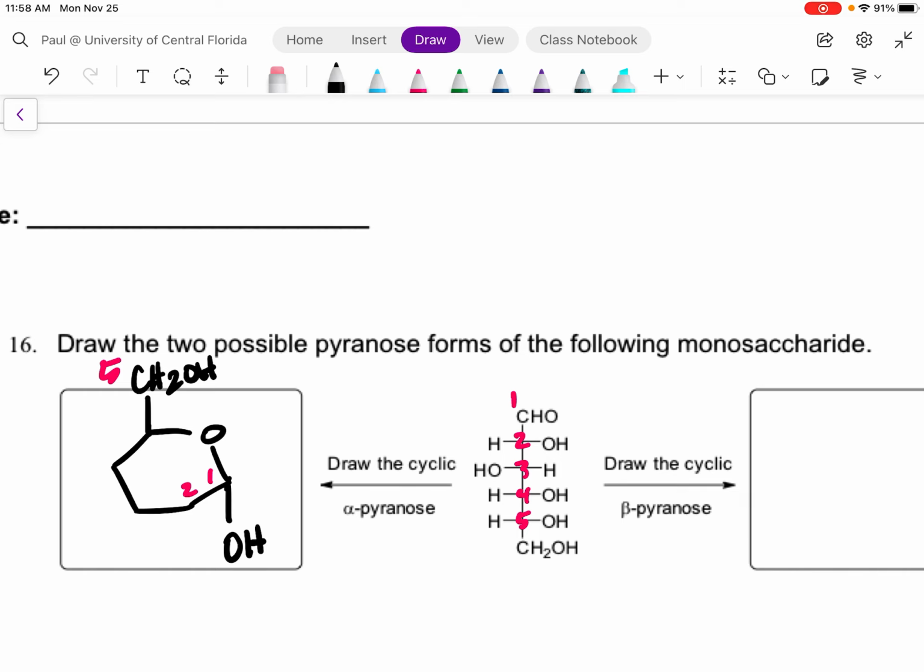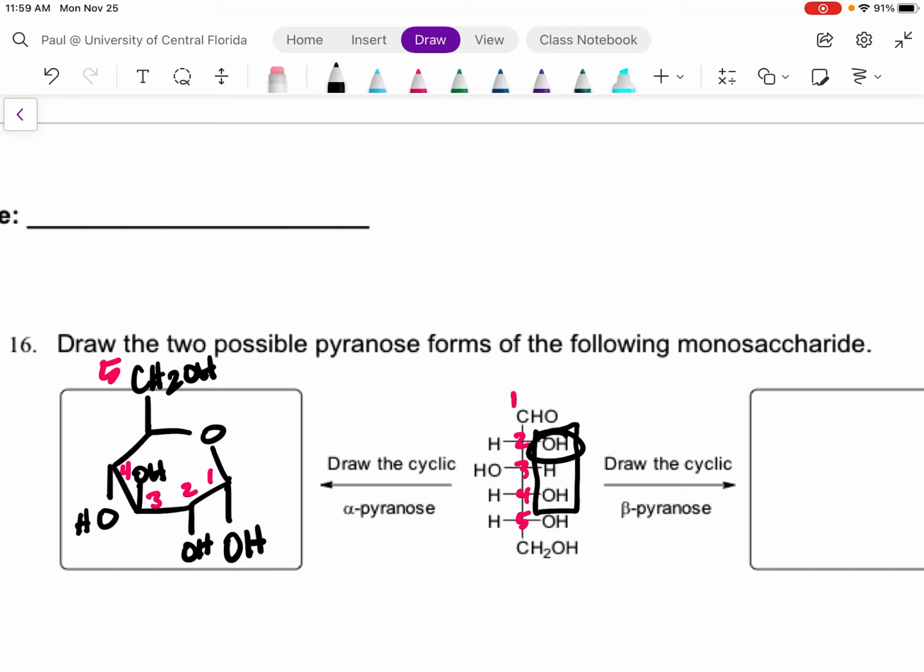And then what we focus on is right here. All those groups are on the right side. So that means that they have to be down in the Haworth projection. So carbon 2, the OH is on the right side, so that means it has to be down. In carbon 3, the OH is up because it's on the left side. And if we number these 3 and 4, carbon 4, the OH is on the right side, so that has to be down like that.